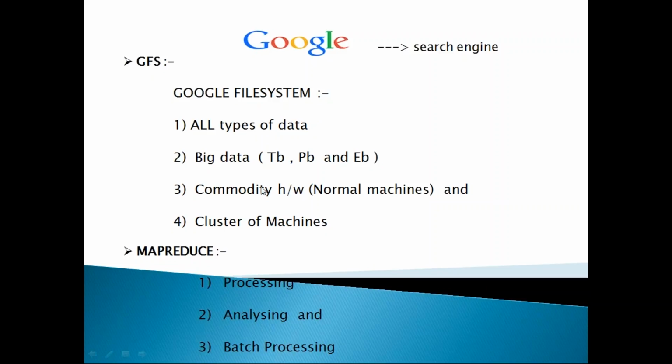So GFS is used for storage purposes, MapReduce is used for processing purposes. Whatever we do on Google, Gmail, YouTube, everything is performed with this only.